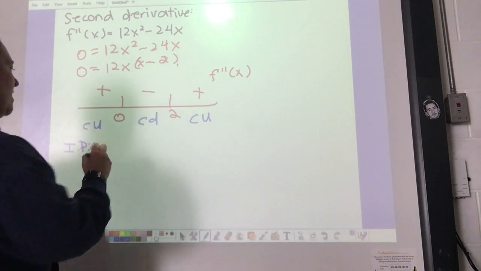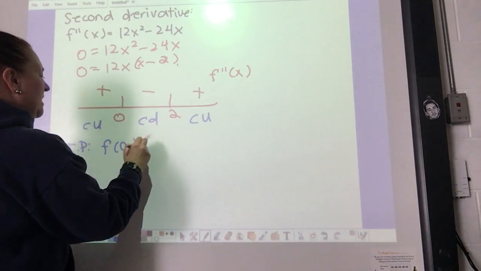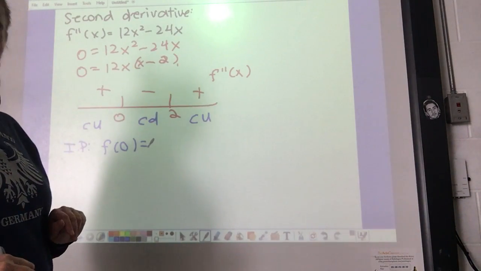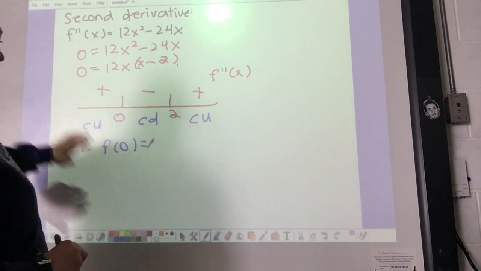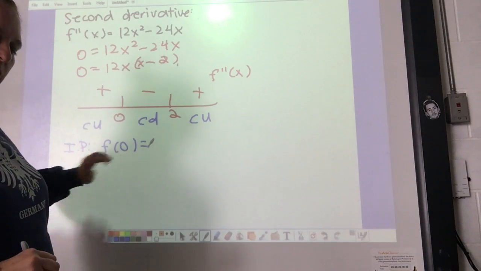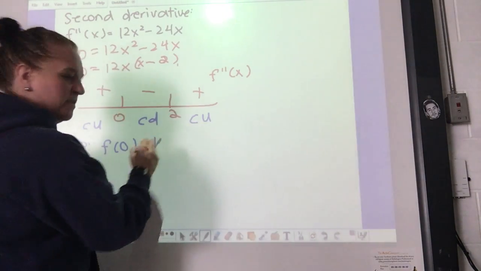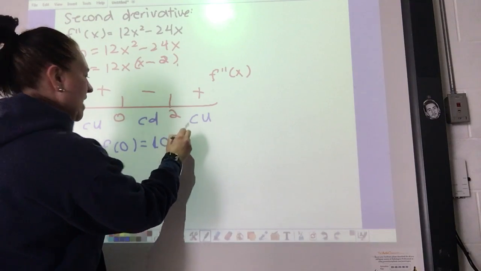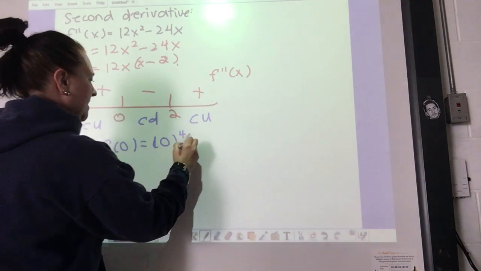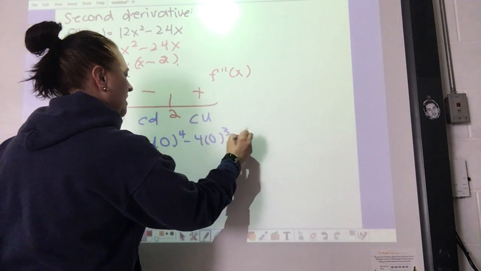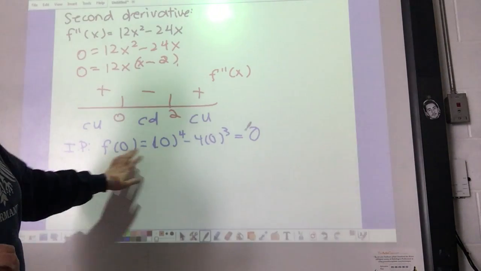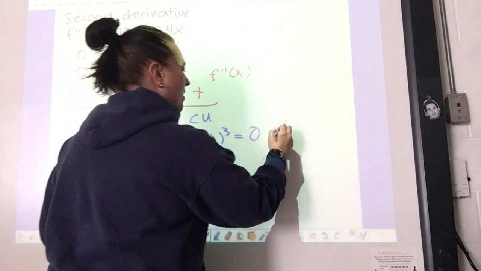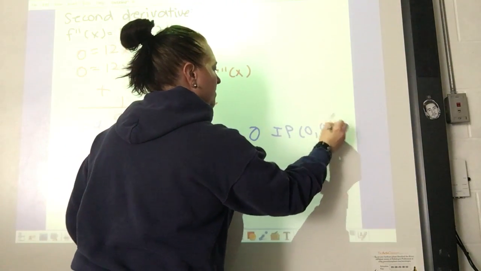And again, when we run through it, we are replacing back into the original function. So you go back to your original function and replace your x values. You replace all your x values with 0. And that's easy. When x is 0, y is 0. So we have one inflection point at 0, 0.